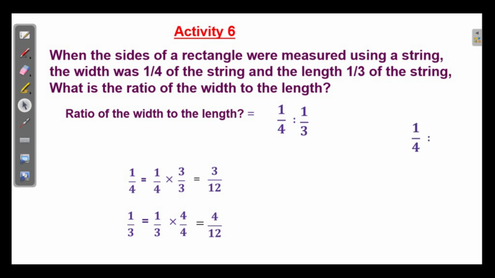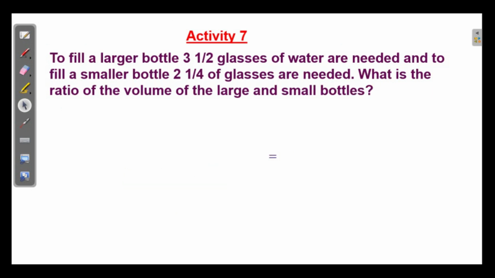But there is an easier way. 1 by 4 and 1 by 3 we can write. So, this denominator is to be multiplied with the numerator of the second one and the denominator of the second is to be multiplied with the numerator of the first. That is the cross multiplication and the answer is 3 is to 4. The same answer we have obtained in the actual way. Isn't it?